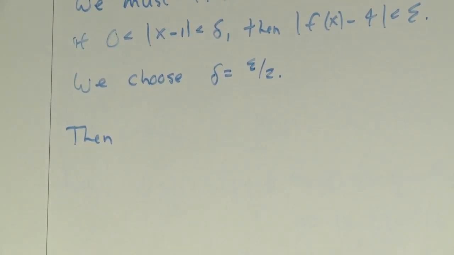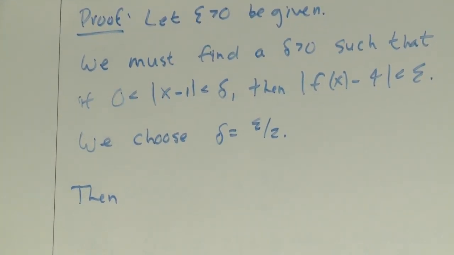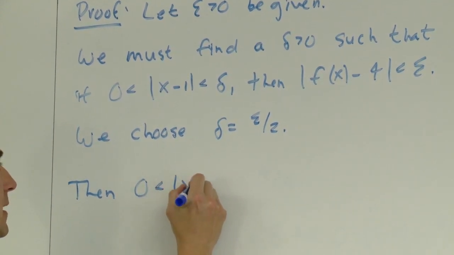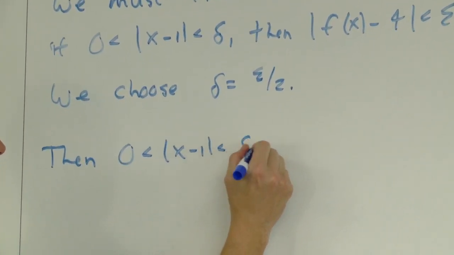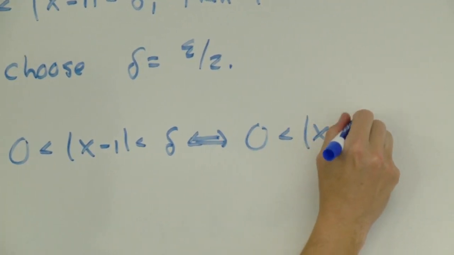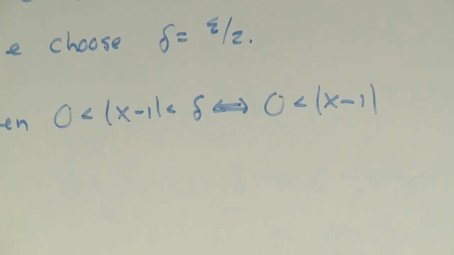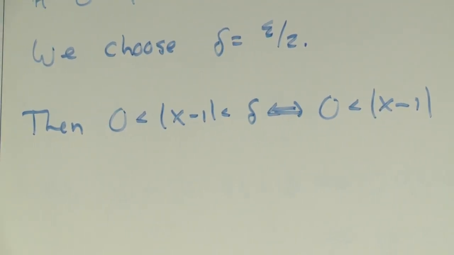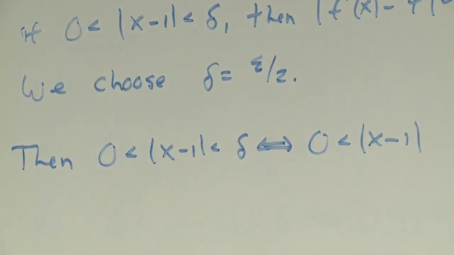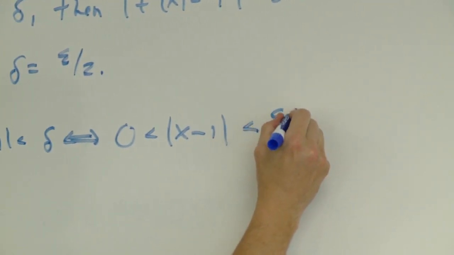we're proving a statement of the form, again, if P, then Q. So in the proof, you start with the P part. So then 0 less than x minus 1 less than delta is equivalent to just saying 0 less than x minus 1 less than whatever we have chosen for delta, which in this case is what? Epsilon over 2, right?